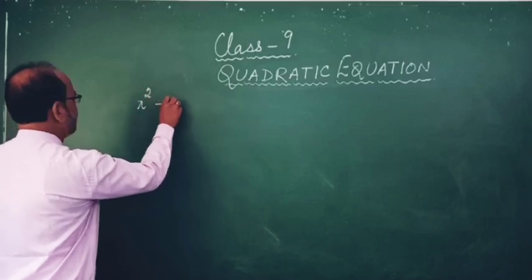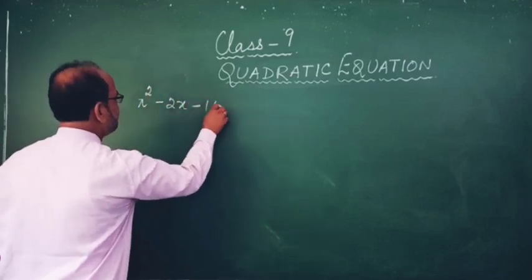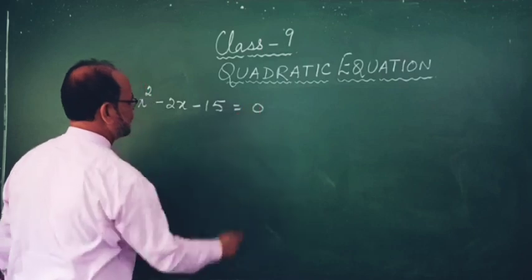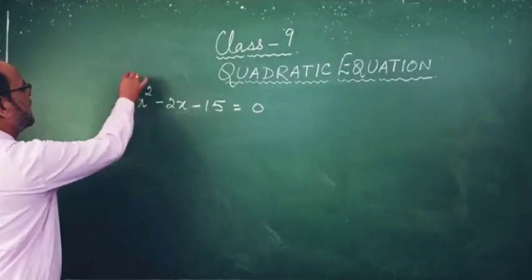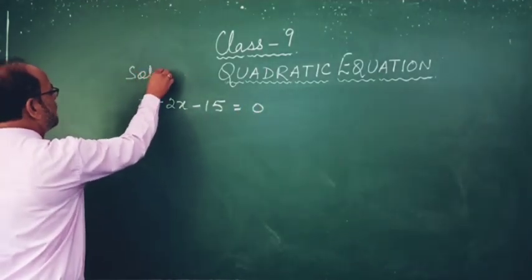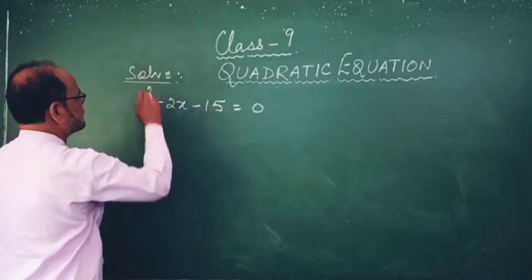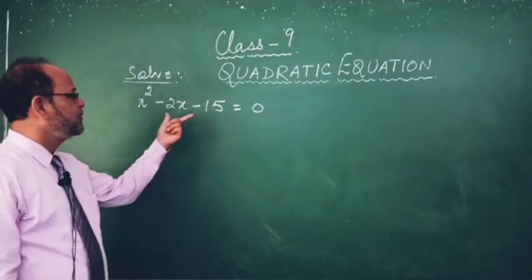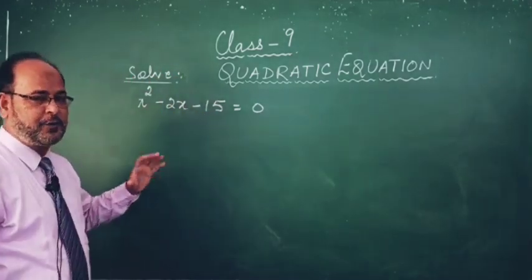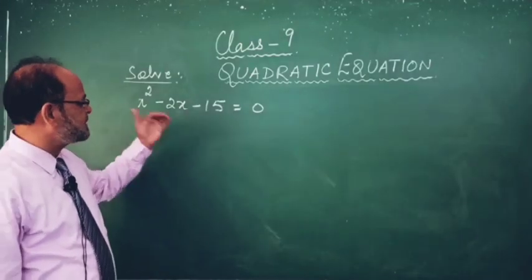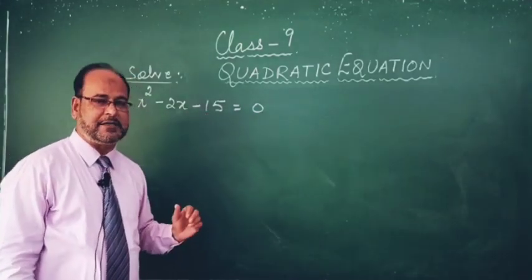x square minus 2x minus 15 equals to 0. This is a quadratic equation and it's written here, solve. Now your job is to factorize this equation. You all must have studied factorization in class 8.